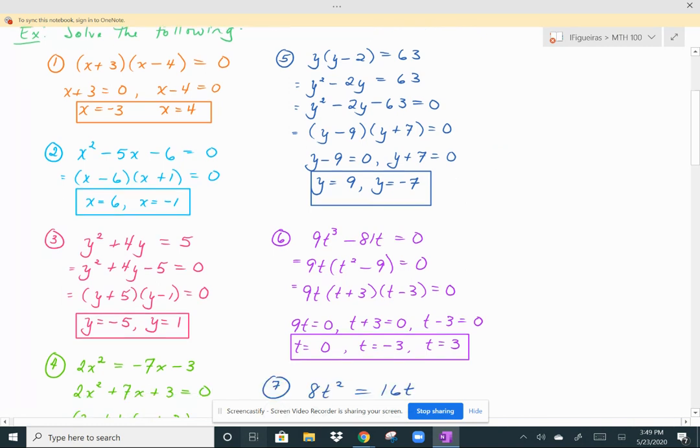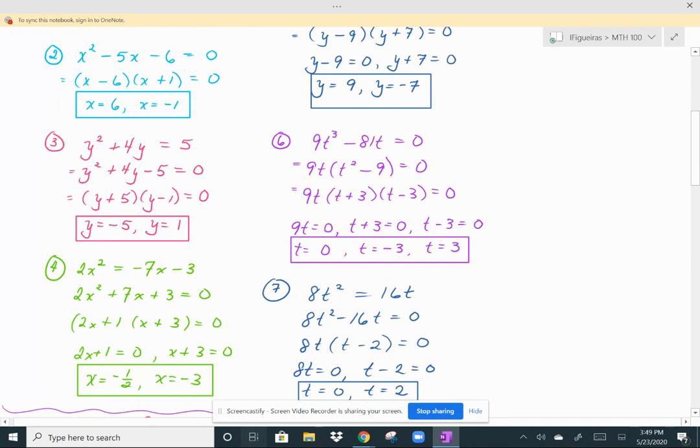All right, so here's another example. This one definitely does not look like a quadratic equation. Notice it is a third degree polynomial, but we can still solve this in a similar way by factoring. So the first thing I notice is that 9t cubed and 81t have a common factor, a greatest common factor of 9t. So first factor out 9t. That leaves me with t squared minus 9.